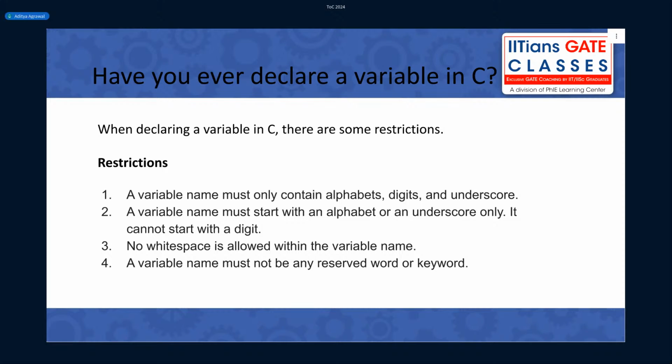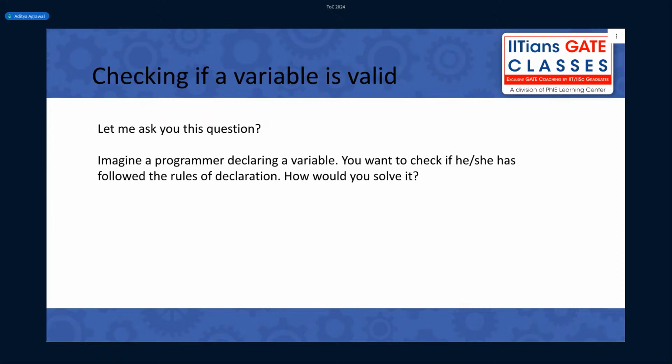And the variable name must not be any keyword that we know. If, else, for, while, these are some of the keywords in C. You can't have a variable name with those words. Now, why did I talk about this? I'm talking about TOC, but this looks like a C lecture. No, this is nothing but TOC.